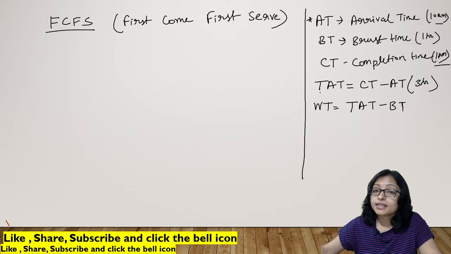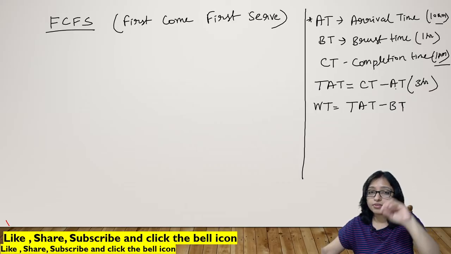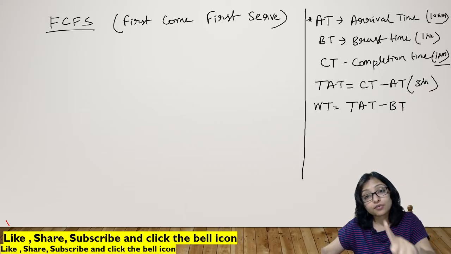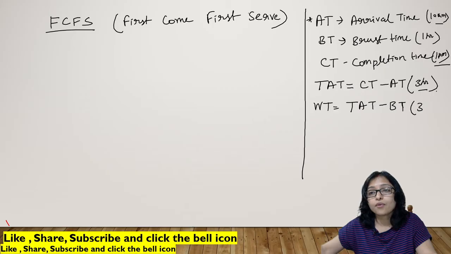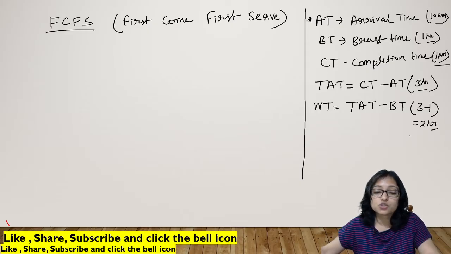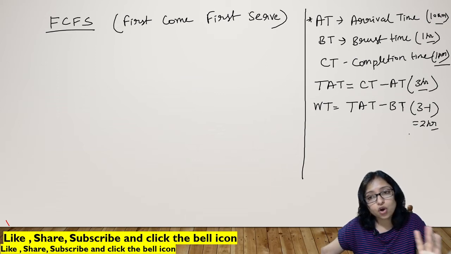Ultimately, this means when you arrive and when you complete the task, that 3 hours is your turnaround time. And your waiting time is from that 3 hours: the actual checkup time was 1 hour. So these 2 hours are your waiting time, right? This 2 hour is your waiting time. So I hope now these are all clear.